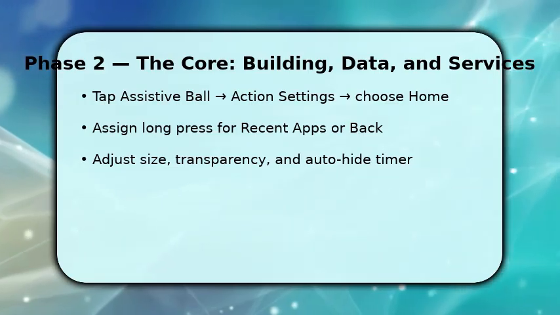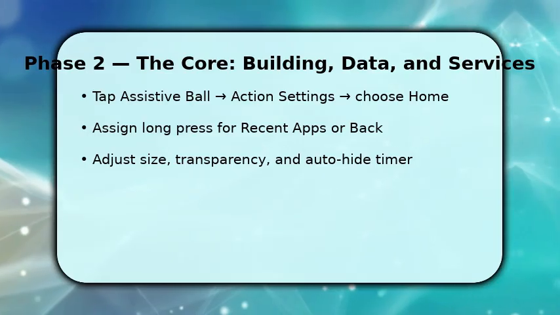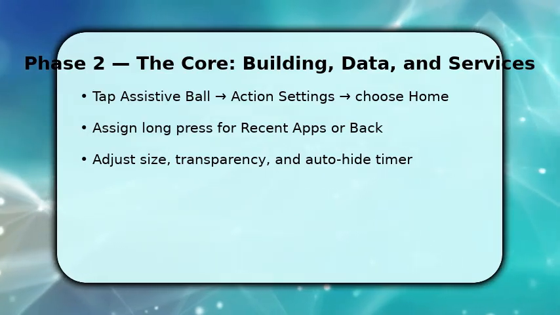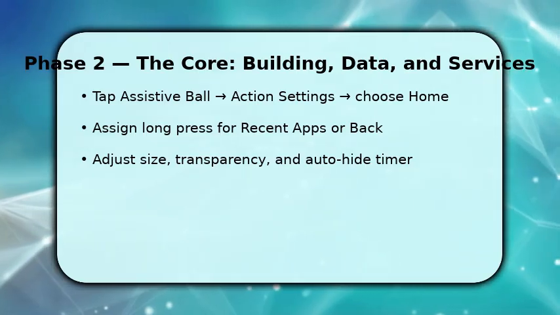Tap the assistive ball settings and set the single tap to home, then assign long press to recent apps or back, depending on what you use more. Adjust size and transparency so it's easy to hit but not intrusive.